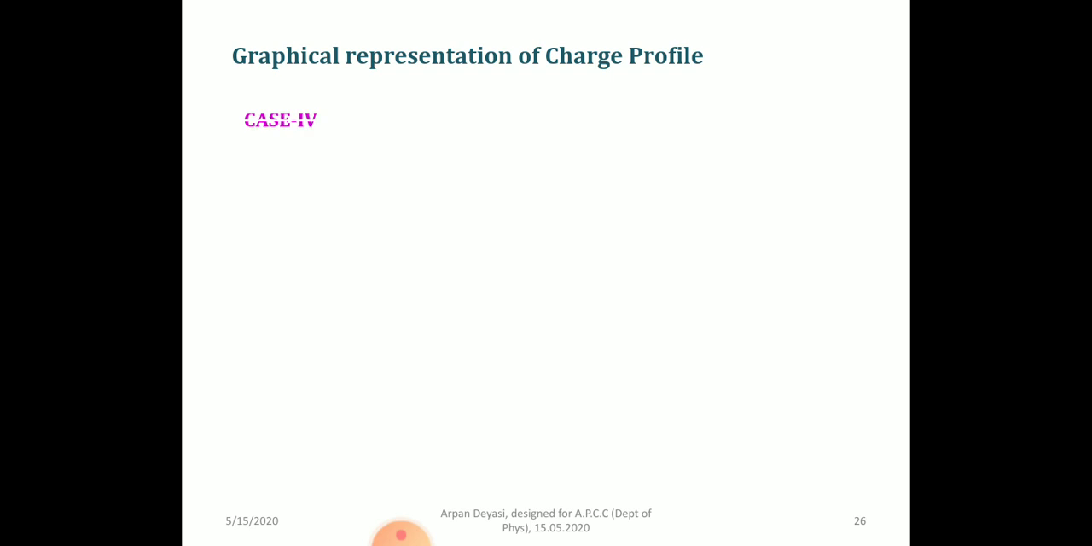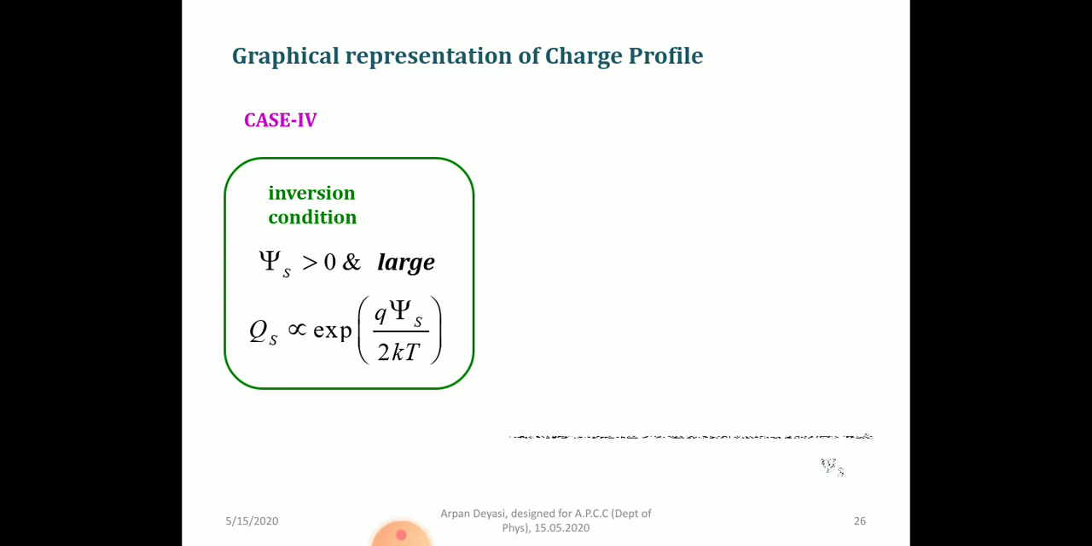And what is that? That will be the inversion condition. And what is inversion condition? Naturally, if Vm is large, then psi s is greater than 0 and large, and Q is proportional to exponential q psi s by 2kT. Now, how will the inversion be plotted?